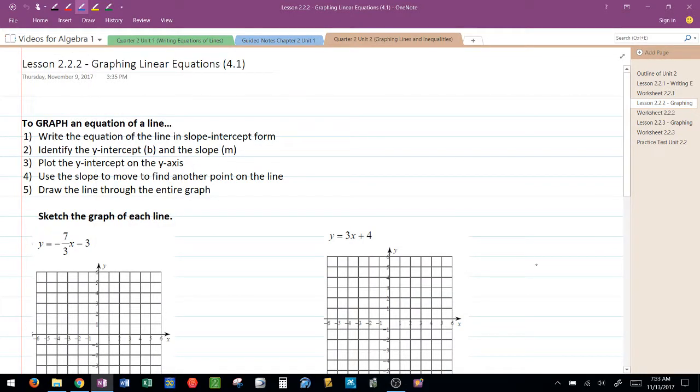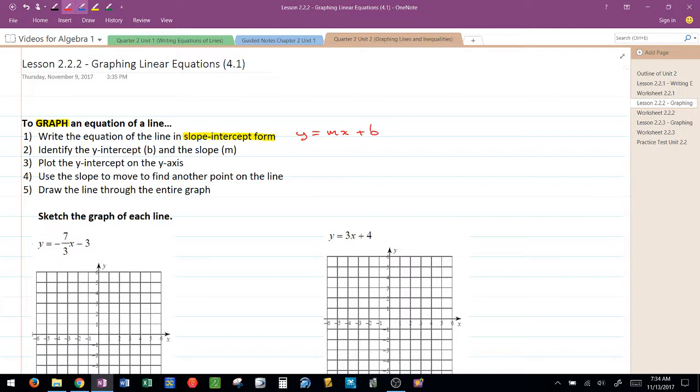Okay, so this lesson is about graphing lines, graphing linear equations. All right, lesson 222. To graph an equation of the line, the first thing we want to do, this is the easiest method, is write the equation in slope-intercept form. Remember that slope-intercept form is y equals mx plus b.